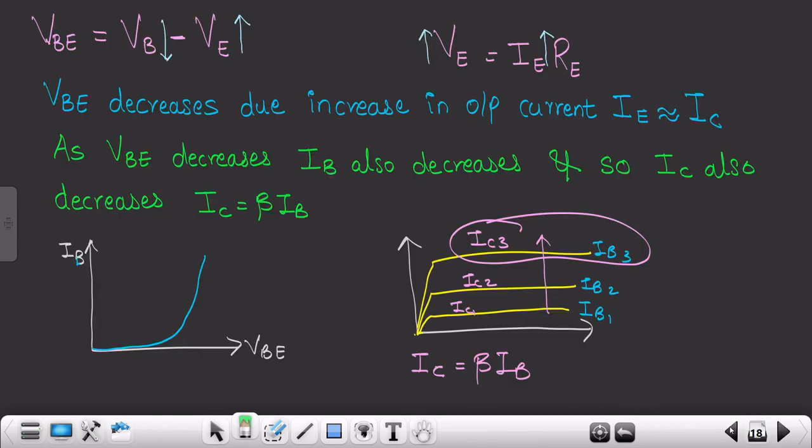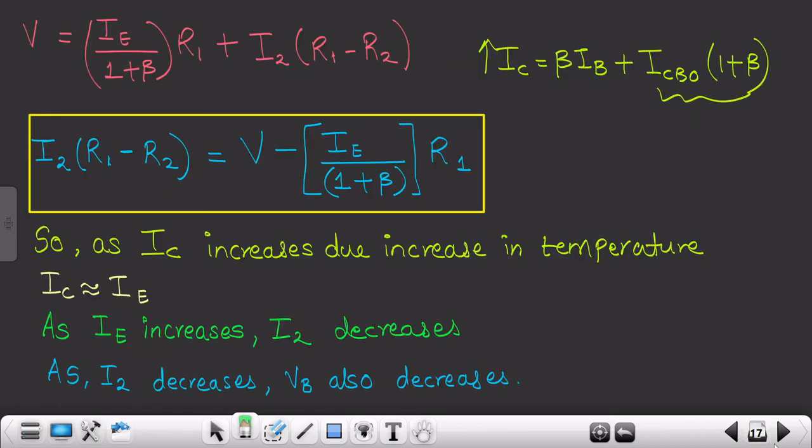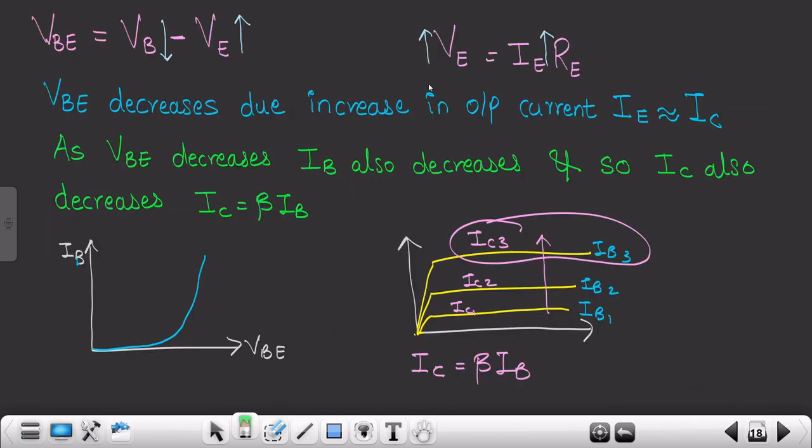But on the contrary, what is going to happen? As your Q point is moving above, I2 is decreasing, right? I hope you are able to imagine this particular thing. As your output current is increasing, at the same time this current I2 is decreasing, and as the current I2 is decreasing, what is really happening is that the base voltage, or the VB, decreases. Okay, and we also know that VE is equivalent to IERE. That means your overall emitter voltage is increasing with decrement in the base voltage. And thus your VB, that means input voltage, decreases due to increase in the output current. That's the important thing that is happening.